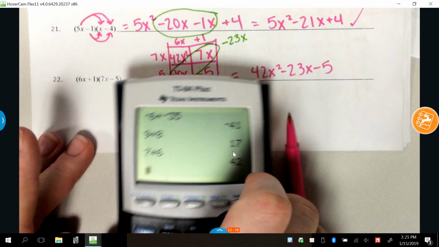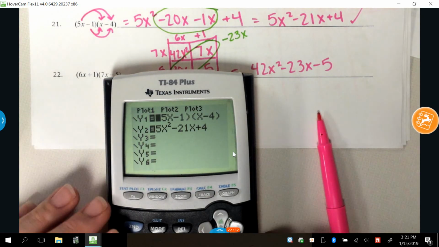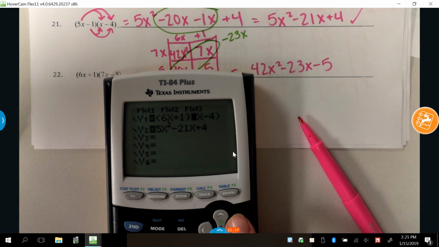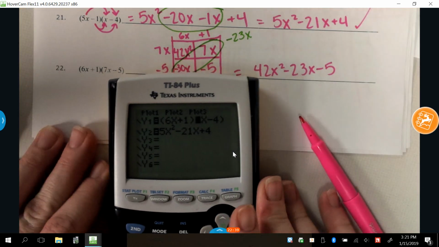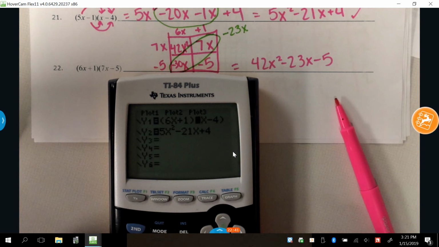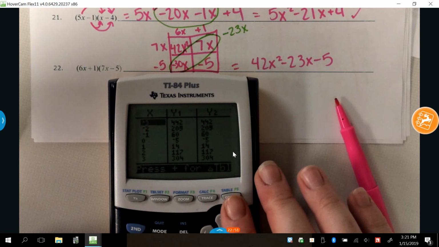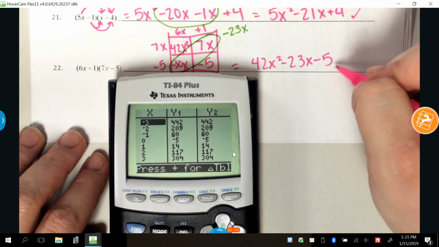Let's check our work. 6x plus 1, 7x minus 5, 42x squared minus 23x minus 5. My answers work, so there's my answers.